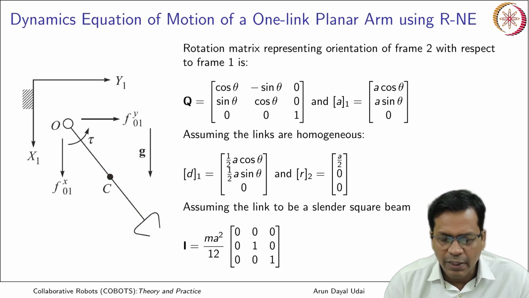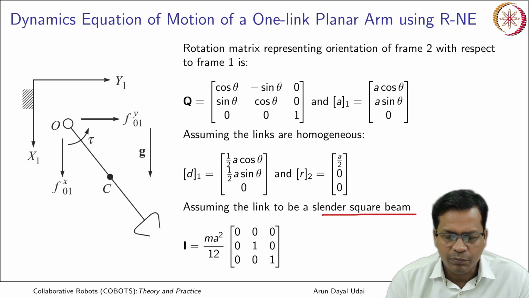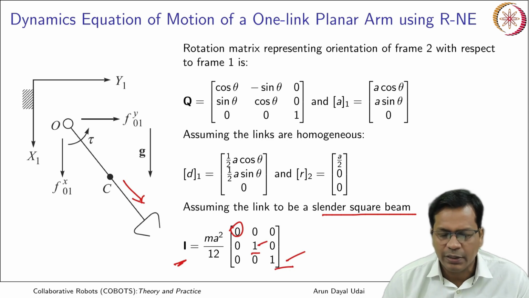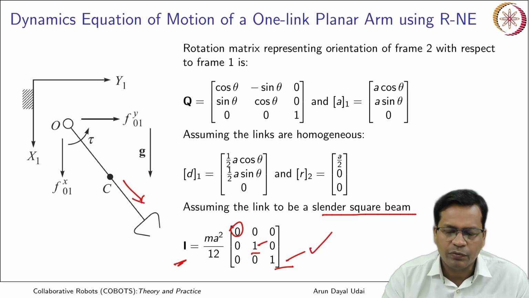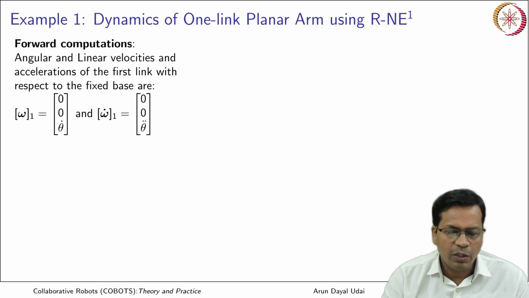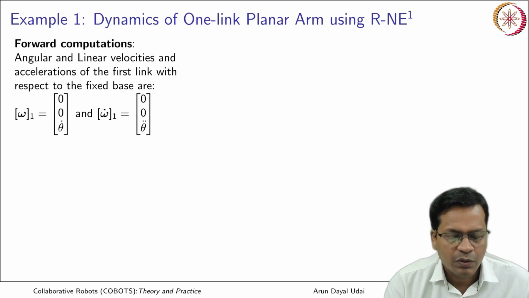So assuming the link to be a slender square beam, the moment of inertia about the center will be, about its own axis, that is the x axis, 0, whereas about y and about z it has components of ma square by 2 in both directions. It is symmetrical, square, slender. So this is my moment of inertia. With this we will progress with the forward computation.